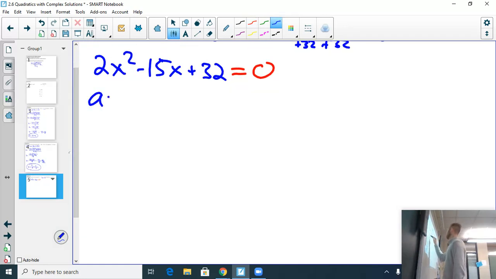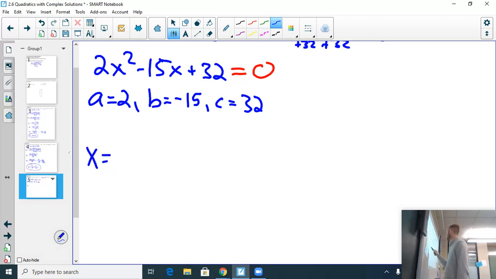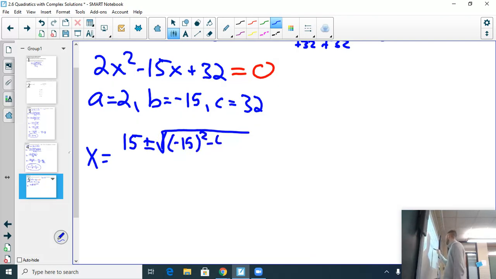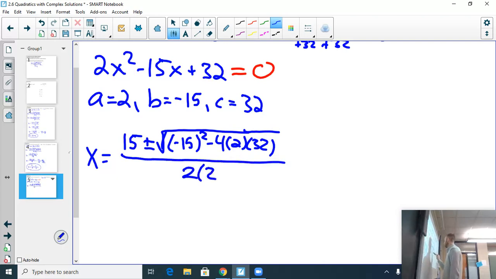And now we can do it, right? Now we have a equals 2, b equals negative 15. The negative matters. c equals 32. So now we have negative b, which is negative negative 15, or positive 15, plus or minus the square root of b squared, so negative 15 squared, minus 4 times a times c, all over 2 times a, which is 2.